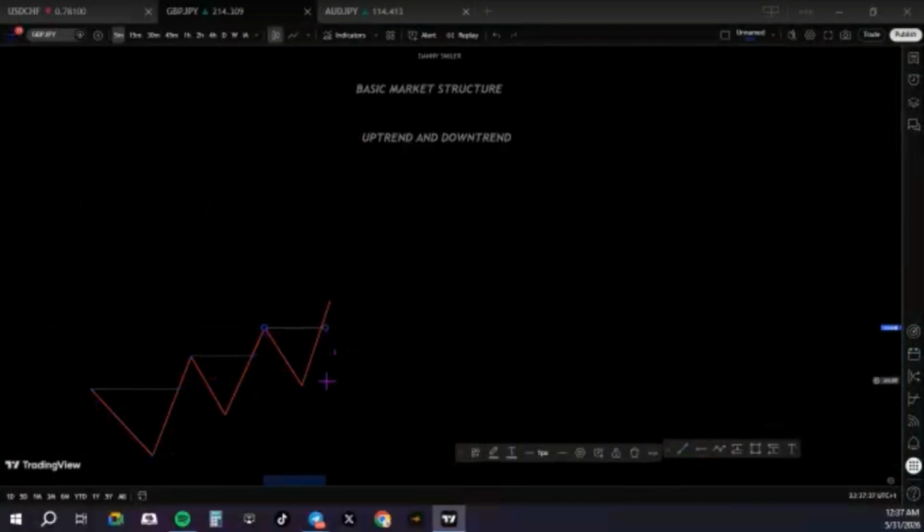So now you see that price still keeps maintaining the lowest point, but the highest point has been taken out. The lowest point is intact. The highest point here has been taken out. The lowest point is intact. So this actually brought us to knowing that this is an uptrend.